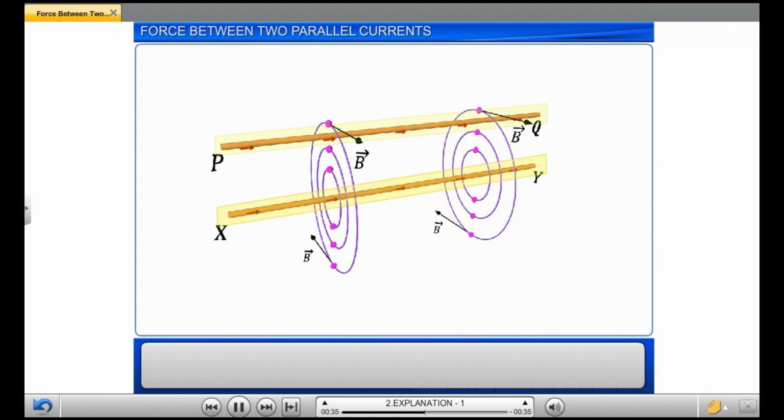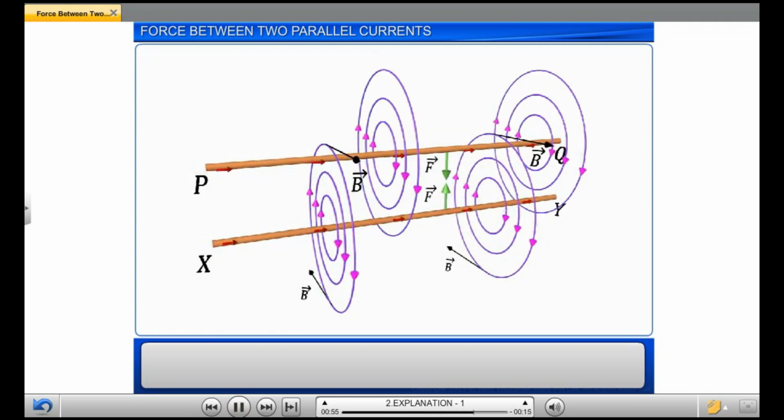Now, we will notice that due to the external magnetic field of the conductor XY, the conductor PQ experiences a magnetic force. This implies that there will also be a force on XY due to PQ in accordance with Newton's third law. From this, we can understand that two straight parallel current-carrying conductors placed close to each other exert force on each other because they lie in the magnetic fields produced by one another.